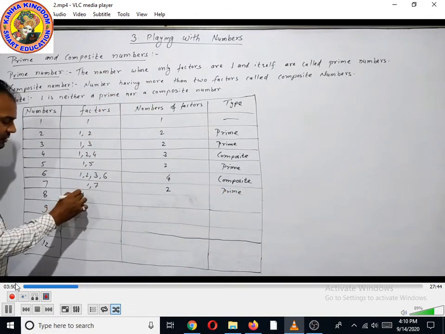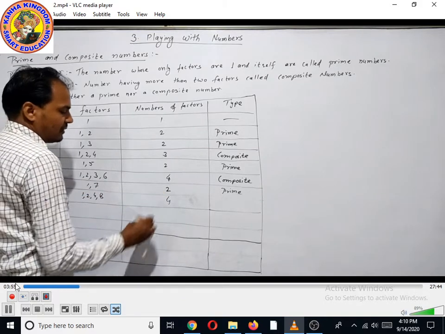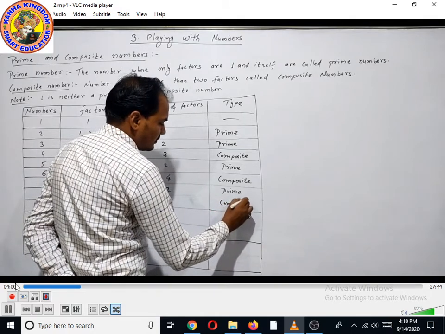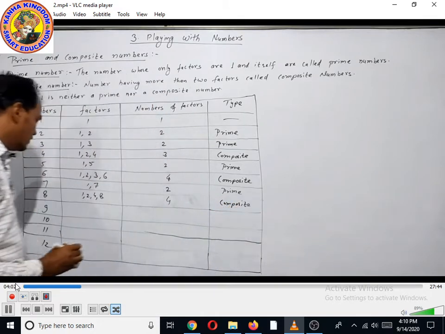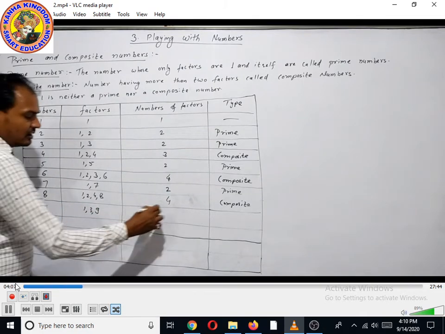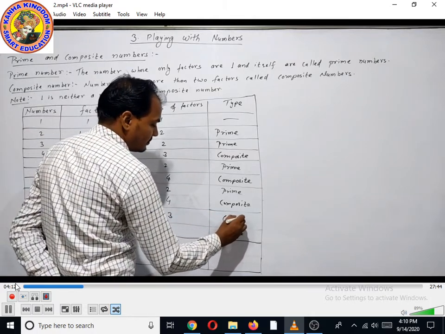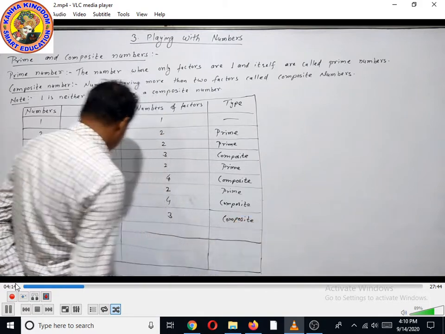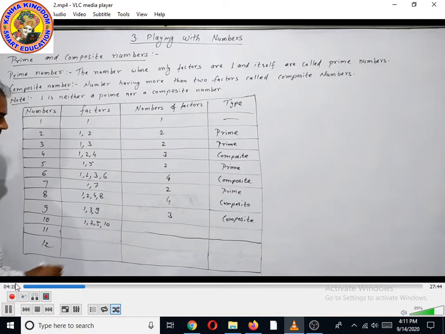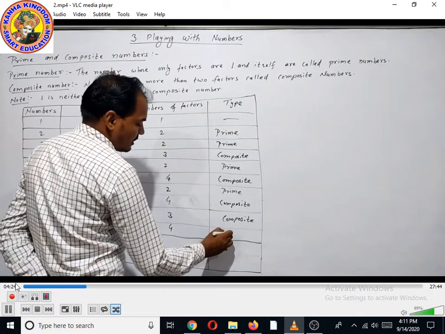Now 8: 1, 2, 4 and 8. There are four factors, more than two. More than two means composite number. 9: 1, 3, 9. Three factors, more than two. More than two means composite. 10: 1, 2, 5, 10. Four factors, more than two. More than two means composite number.